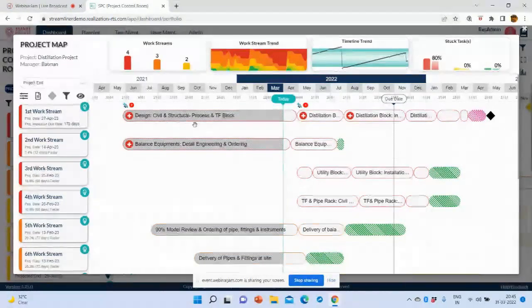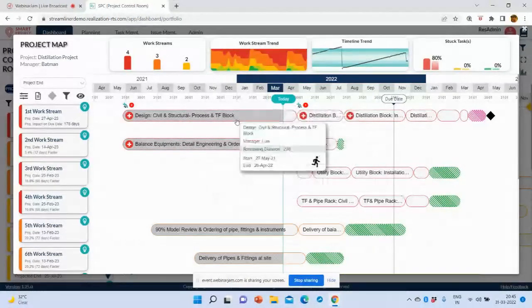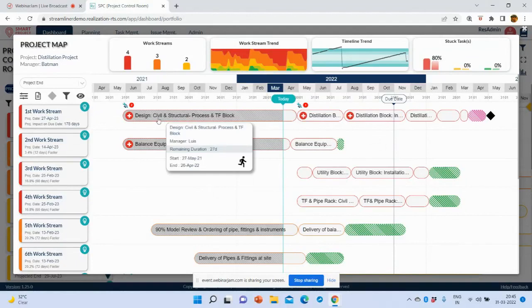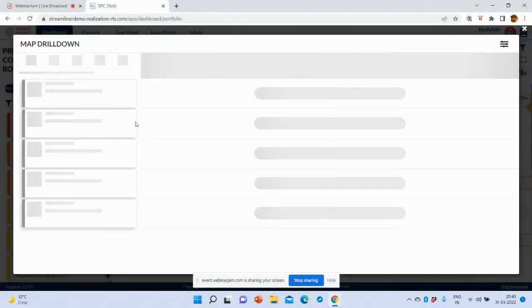Now the question is, how is the system predicting this? Because this is the box level plan. And as we discussed, bars are not the level at which people work or people recognize the work. They work at the level of the dots. So where are the dots? If we look at the first task, which is the design task of civil and structural blocks, there's a plus sign. So you can go inside.